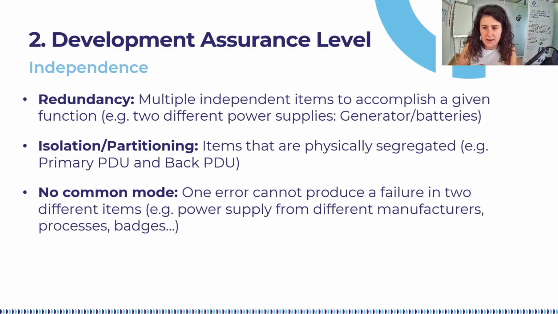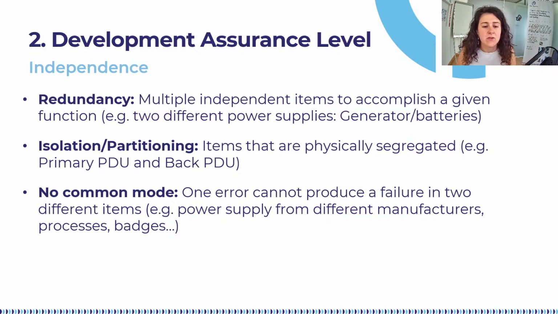But then you need to check if this redundancy is independent. Well, you need to comply with all of them. Then we go to the next one. What is isolation or partitioning? So the items need to be physically segregated. These cases are, for example, the PDUs. You have a primary PDU and then a backup PDU. So these need to be physically segregated. You can't have in the same box both the primary and the backup. No, that does not comply with independence.